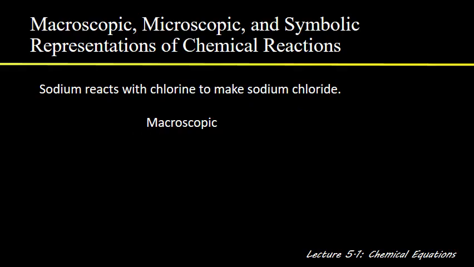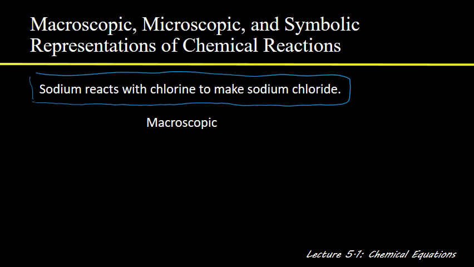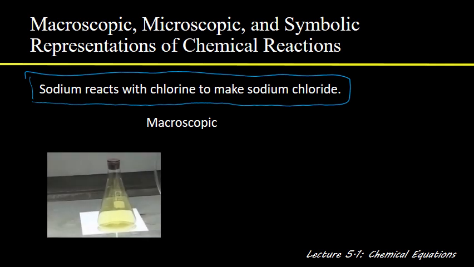All right, so here's a simple chemical reaction. Sodium reacts with chlorine to make sodium chloride. That simple description might call to mind a macroscopic representation, where we think of what this reaction actually looks like. If we've got this flask full of chlorine gas, you can see that yellowish greenish gas in that flask.